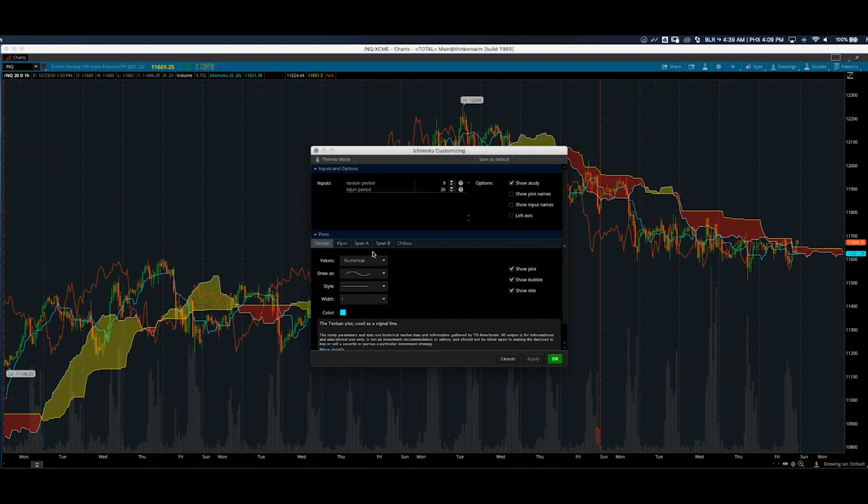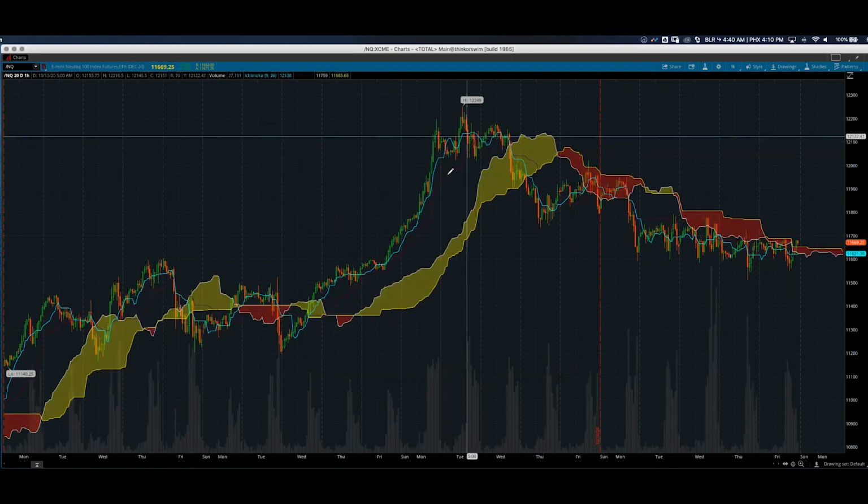To remove the red line, that's called the Chikou, and the Chikou is lagging by about 26 bars. So I don't use it. It just creates a busier chart, so I'm just going to remove it. I click on show plot, uncheck that, and apply. And then there we go. The red line is gone.